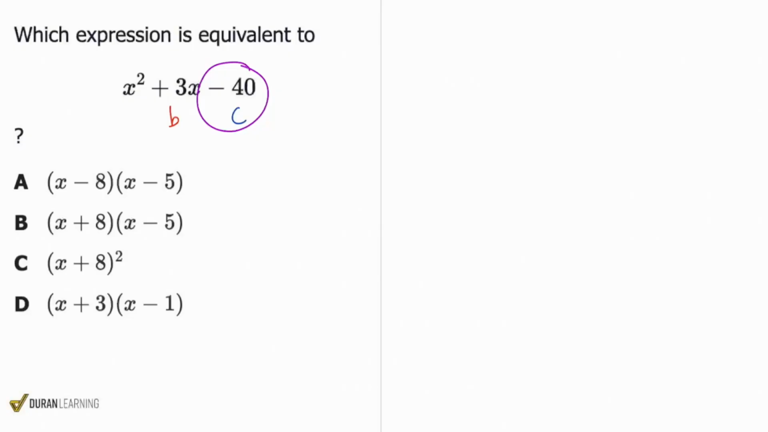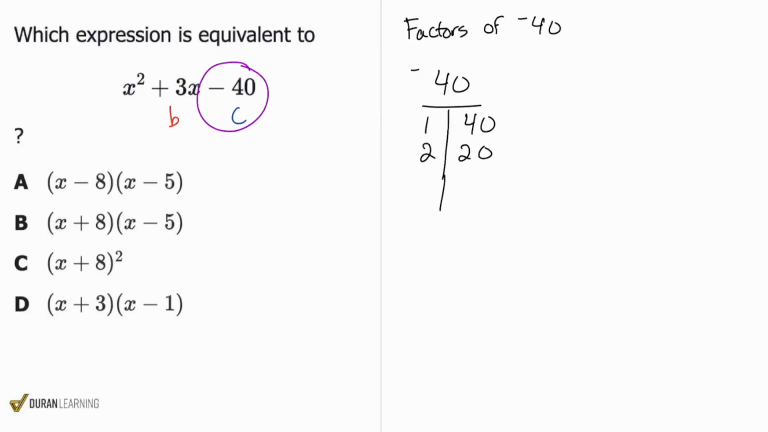Now, notice how I'm taking it very slow on this first part here. Let's go ahead and find the factors of negative 40. So let's write the 40 out. Everybody, we have 40, so we can try 1 times 40. We can do 2 times 20. We can do 4 times 10. We could do 5 times 8. And I believe that those are the only factors that we'll have. All right, now we have the factors of negative 40.